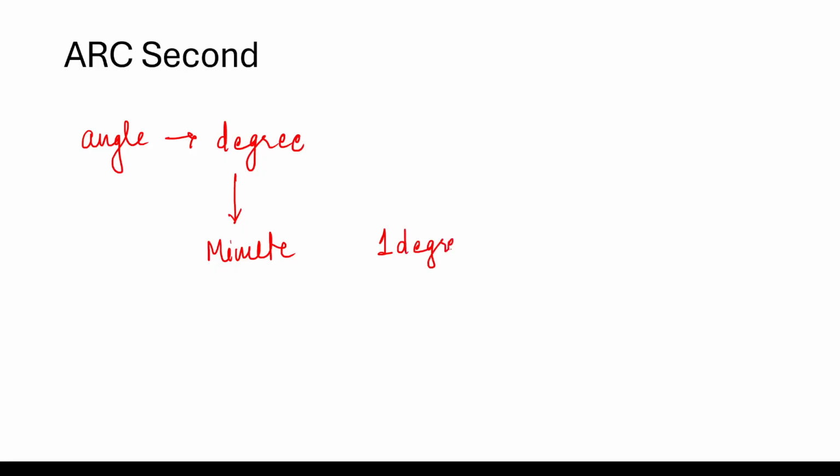Now, for the next method, which is the parallax method, we need to know something else, something called an arc second. Now, you know that angles are measured in degrees, right? But a degree is a very big unit again. So for astronomical distances, we divide this degree into something called minutes. So 1 degree is divided into 60 minutes. That 1 dash is the symbol for a minute.